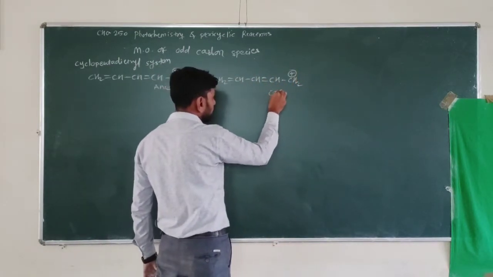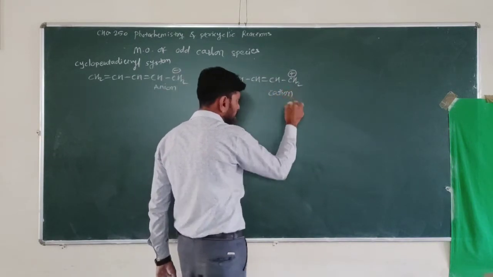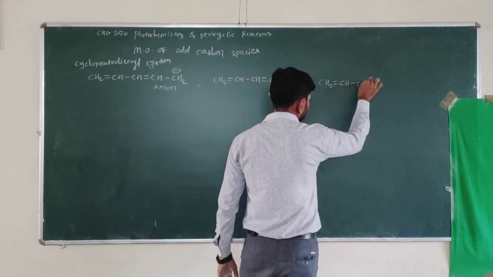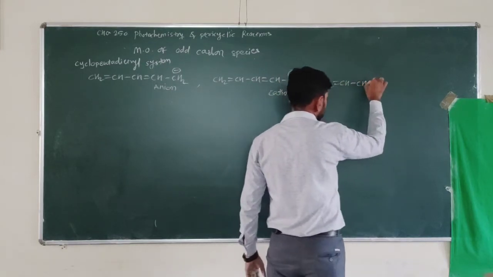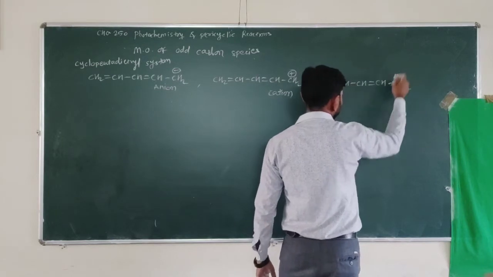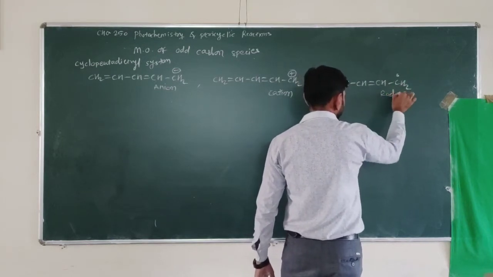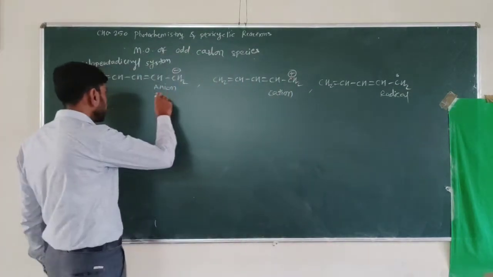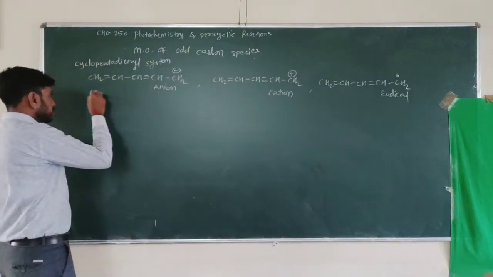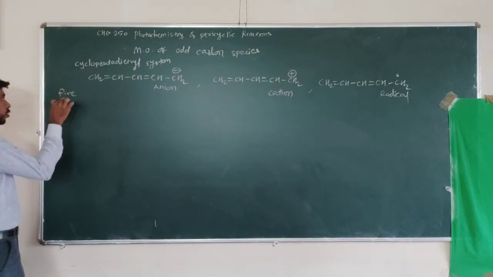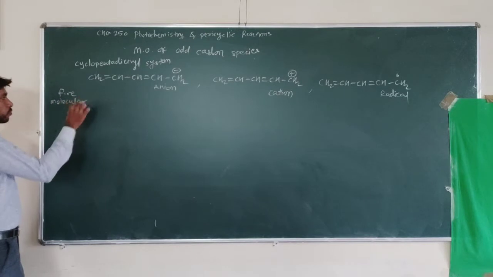So the cyclopentadienyl cation is the species, and another is CH2=CH-CH=CH-CH2 radical. So this is a radical species. All these three species contain 5 carbon atoms involved in the reaction, a 5 carbon atom system. So 5 atomic orbitals are there, and 5 molecular orbitals.